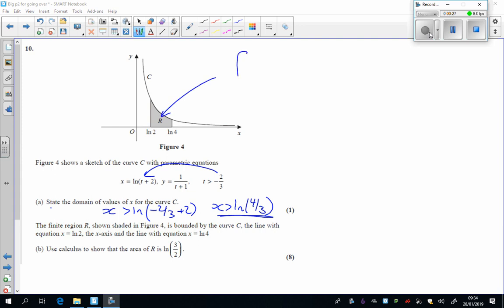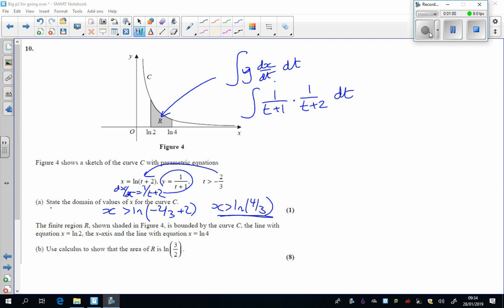And you should have known that this area is y times by dx by dt, a parametric integration. It's new on the syllabus this year, so we're expecting a question on it. We know what y is. Y is 1 over t plus 1. We can figure out what dx by dt is. That's what this one differentiates to give. And so that's 1 over t plus 2. We want to integrate that with respect to t.